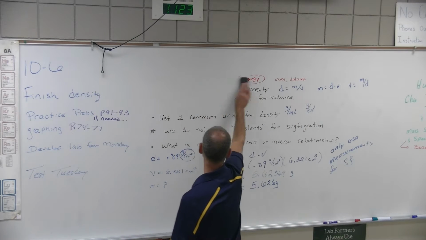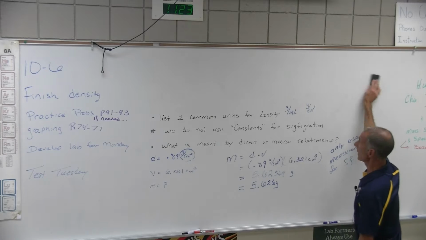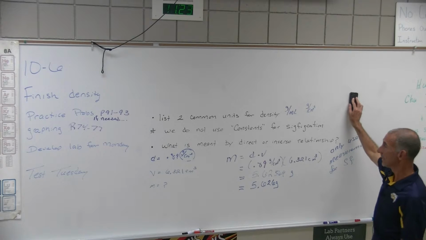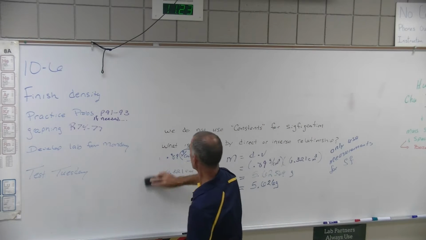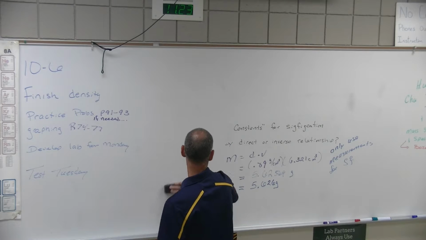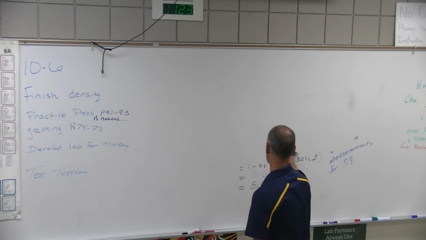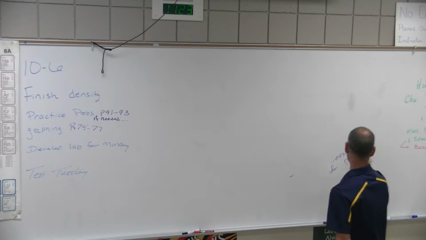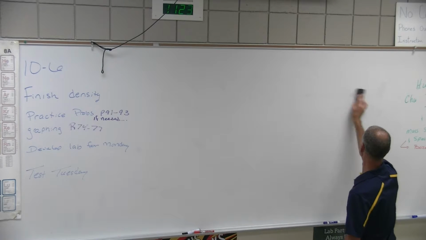So if it's inversely related, they're opposite. One goes up, one goes down. And if they're directly related, if one goes up, the other goes up, or if one goes down, the other goes down. You can do both, I guess.